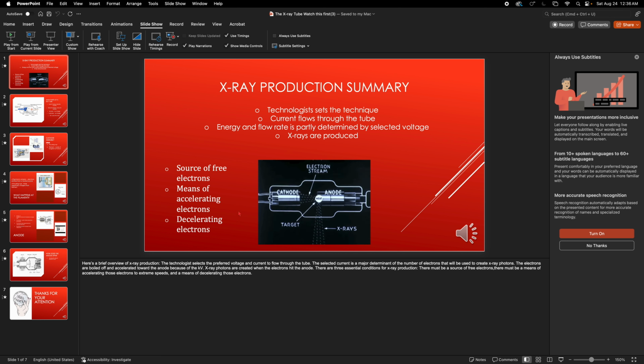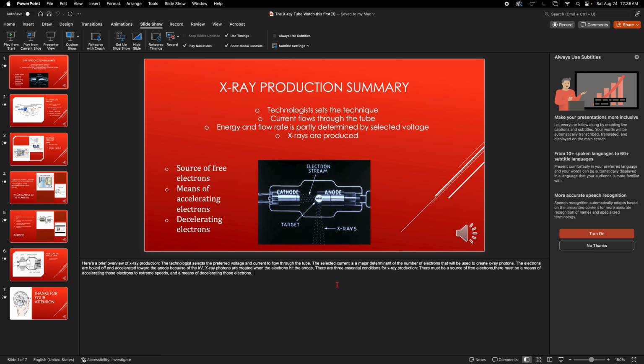And that's where the filament gets hot and electrons are released by thermionic emission. Actually, I'm not going to repeat this because that's in your PowerPoint, also an Edpuzzle. And then the electrons are accelerated towards the anode, right? And that's accelerated by means of a kVp, the voltage that's applied.